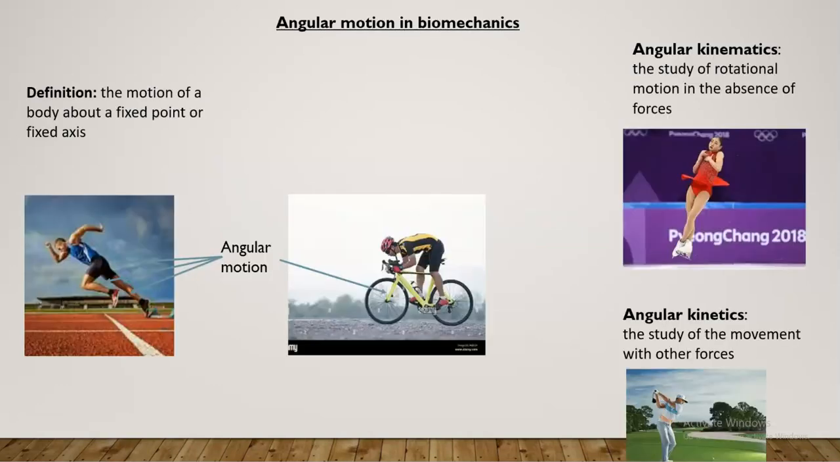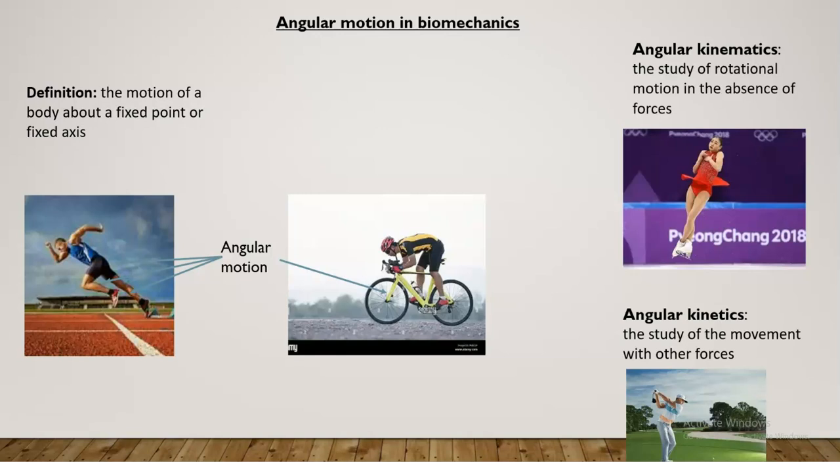Firstly, I want to talk about angular motion within biomechanics. Angular motion is the motion of a body about a fixed point or fixed axis. This is seen a lot within sports, and in basic terms, it is movement around a curve. This can be seen in a 200-meter sprint, where the athlete's ankle will be performing angular motion along with their hips and knees. This is because it works around an axis.